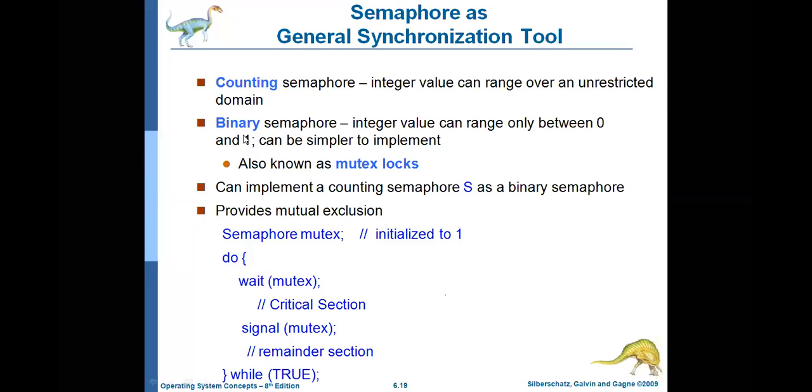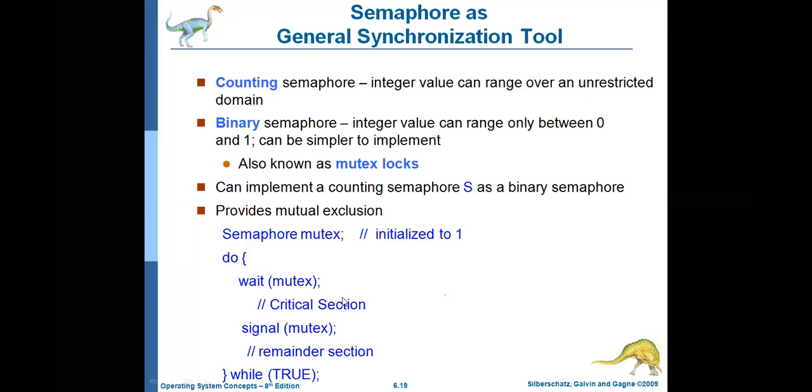So there are two types of semaphores, as I told you. One is a binary semaphore and the second one is a counting semaphore. What is a binary semaphore? A binary semaphore consists of only two values, either 0 or 1. That is the reason why it is called a binary semaphore. What is a counting semaphore? A counting semaphore may range over any integer value. There is no restriction. It may be 5, it may be 10, it may be 20. That is the reason it is called a counting semaphore.